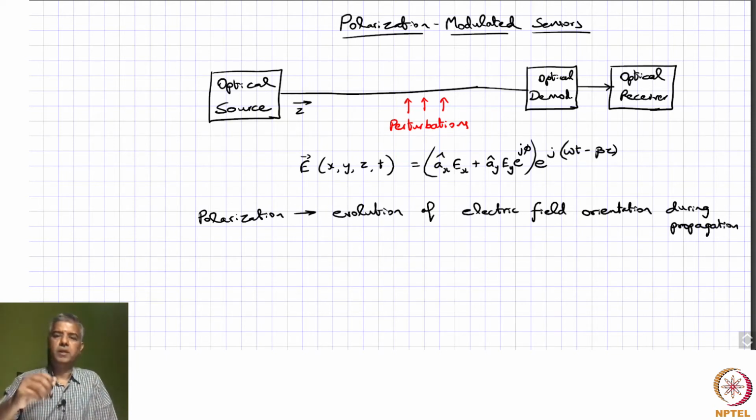So if a wave is propagating towards you, you can look at the wave as having a certain electric field, and how that electric field evolves as a function of time, as it propagates, is what we are tracking. Of course it could be like this, or it could be bouncing like this, or it could be bouncing like this, or it could be rotating like this as it's coming towards you, right?